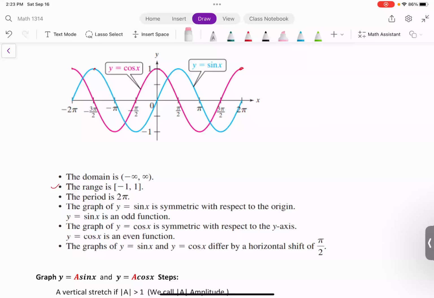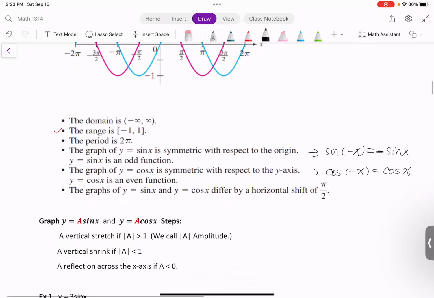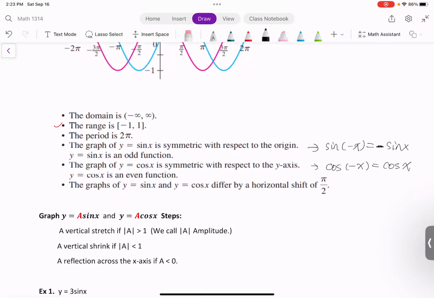The graph of sine x is an odd function, so it's symmetrical with respect to the origin. And cosine is an even function, symmetric with respect to the y-axis. So you can conclude for sine, input negative x, then the output is negative sine x. If I have cosine of negative x, then I can ignore the negative sign. All right, next point, the graphs of sine x and cosine x differ by a horizontal shift of pi over 2.